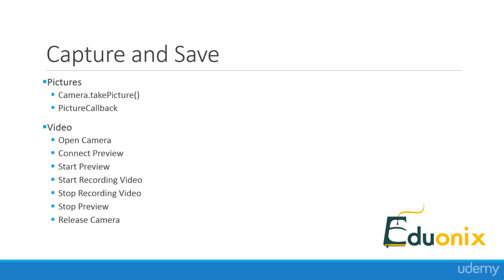In order to retrieve a picture, use the camera takePicture method. This method takes three parameters in order to receive data from the camera. In order to receive data in a JPEG format, you must implement a camera PictureCallback interface to receive the image data and write it to a file.